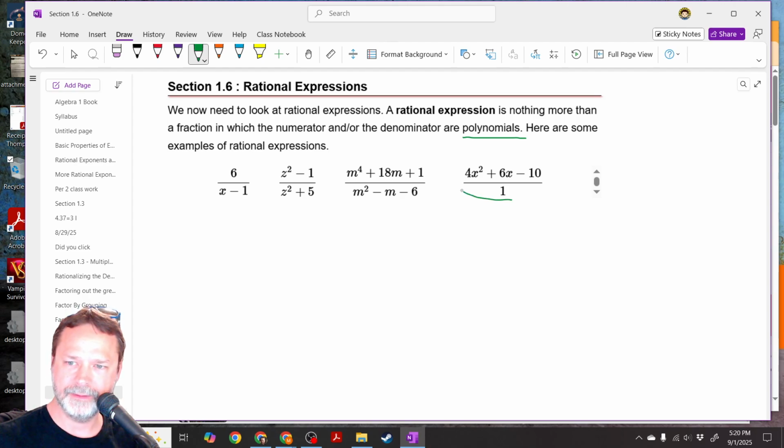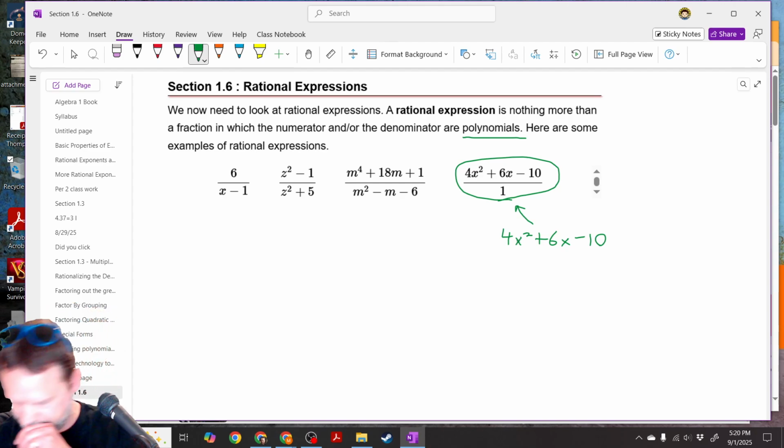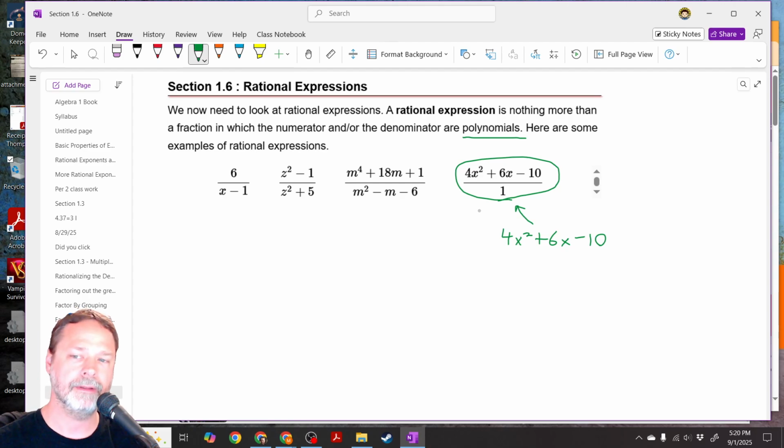And now this one's interesting: 4x squared plus 6x minus 10 over 1. Isn't that the same as 4x squared plus 6x minus 10? Do we really need the over 1? You know that's what that is. But it's good to make a note and emphasize that 1 is a polynomial. Therefore, polynomials by themselves can be counted as a rational expression, as can 6 over 1. 1 is a polynomial of degree 0.